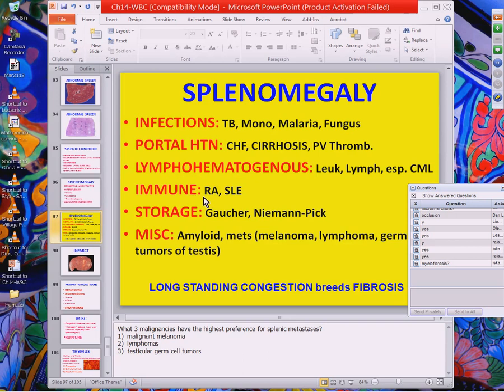Okay, some of the really, really huge splenomegalies are the lysosomal storage diseases, in which there is a buildup of substances within macrophages, so Gaucher's disease, Niemann-Pick disease, sometimes very, very large splenomegalies. And finally, things like amyloid and metastases.